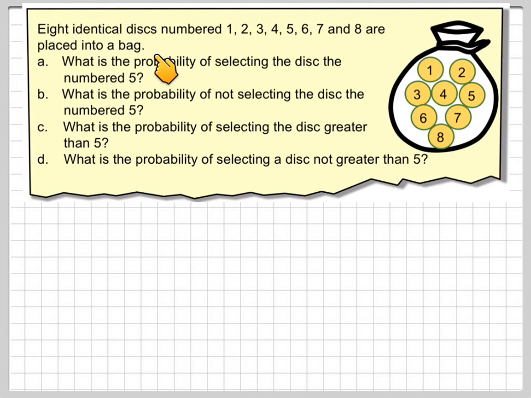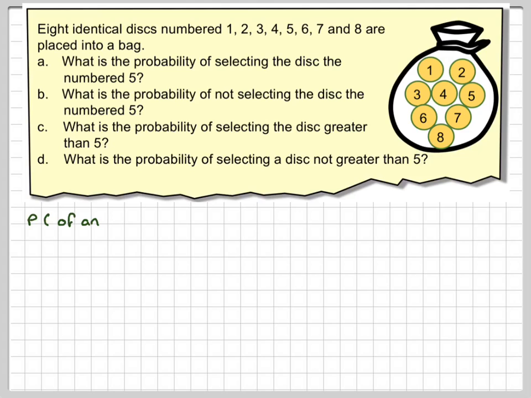8 identical discs numbered 1, 2, 3, 4, 5, 6, 7 and 8 are placed into a bag. What is the probability of selecting the disc numbered 5? What is the probability of not selecting the disc numbered 5? What is the probability of selecting a disc greater than 5? What is the probability of selecting a disc not greater than 5?